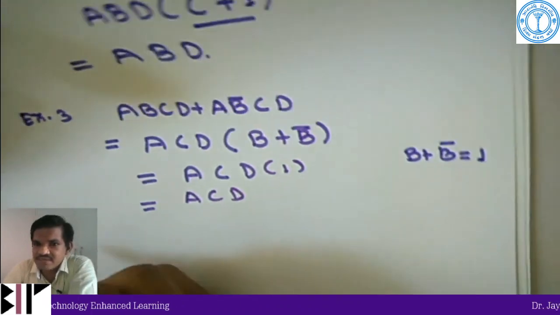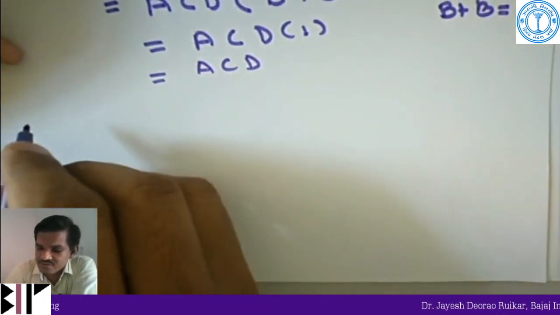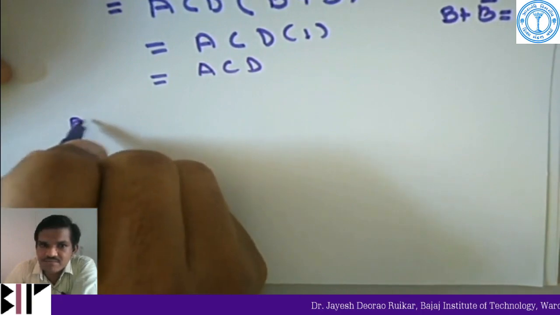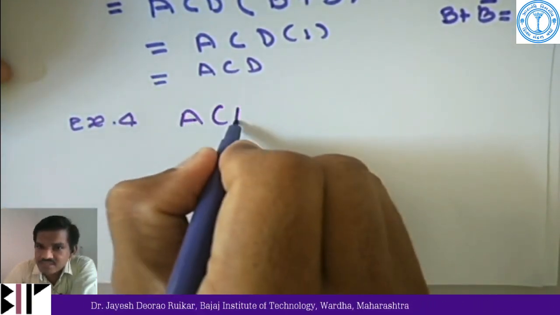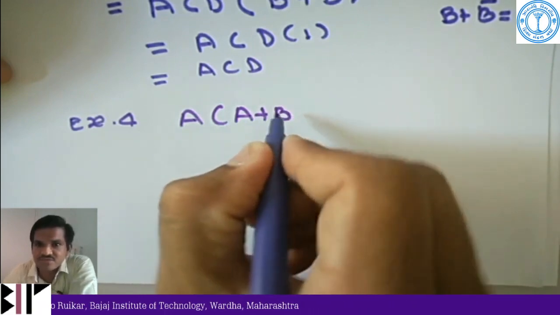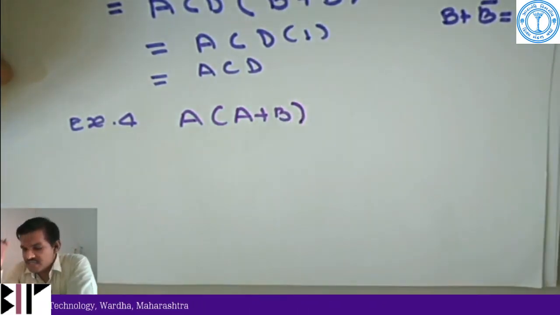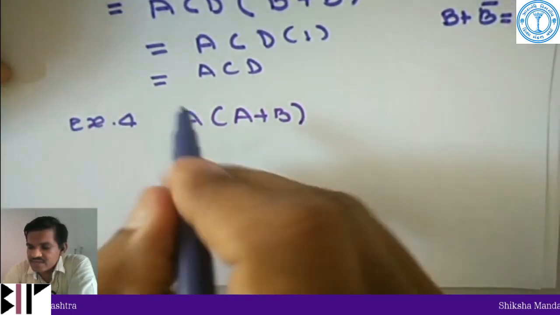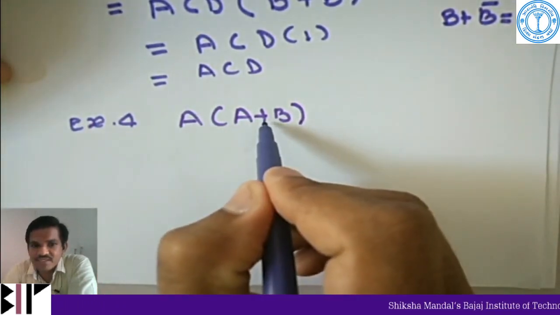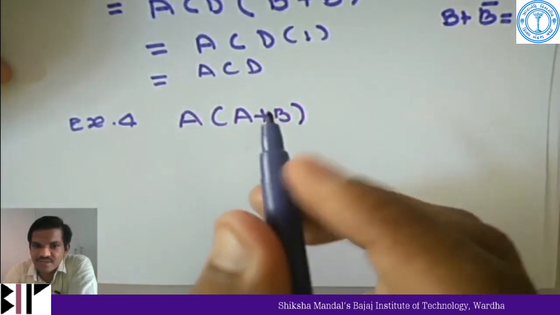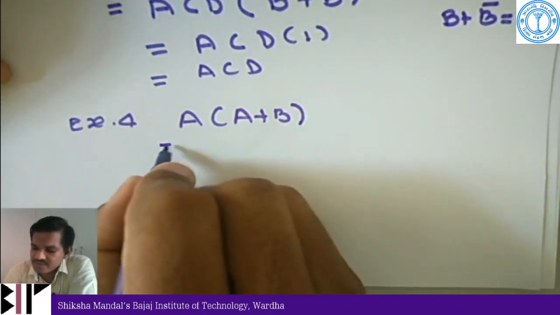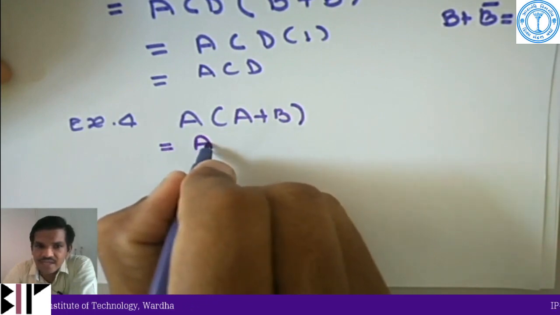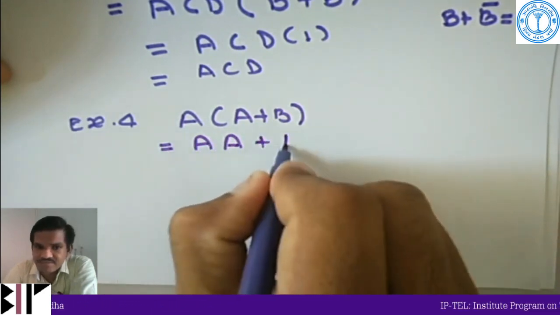Let us take example number 4. Example number 4, a into a plus b is equals to what? So we can see that here one AND gate is required and one OR gate is required. How to minimize this AND and OR? So we can use a distributive property. Now what we will do? We will distribute this, that is a into a plus a into b.